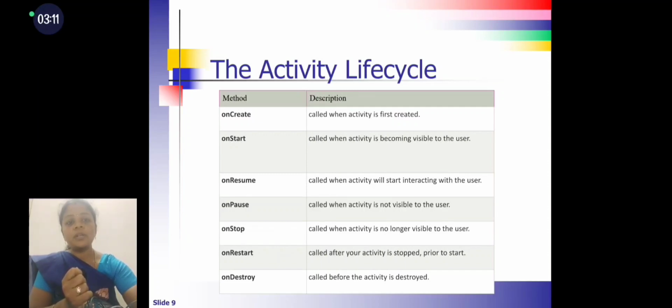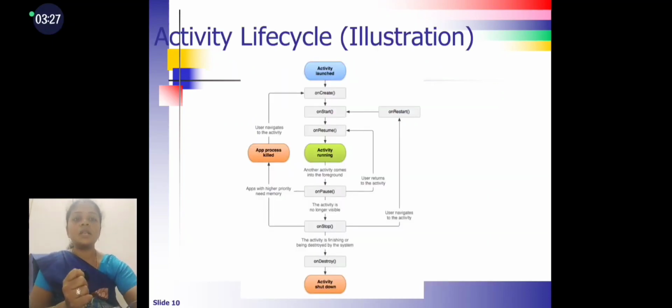onRestart: after the activity has been stopped and is about to start again, the onRestart method is called. onDestroy is called before the activity is completely killed or destroyed. So this is the lifecycle of an activity in Android as a pictorial representation.